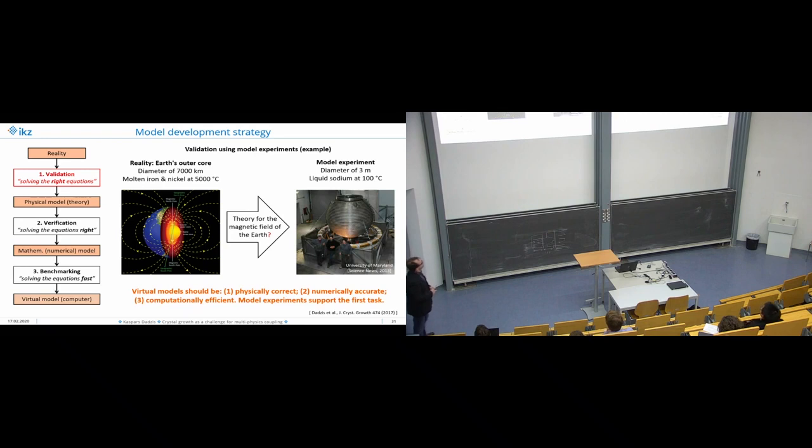So what people have done here, they have built this kind of model experiment, a sphere which is filled with liquid metal, and they are trying to do measurements on this sphere. They are trying to scale the physics back and forth and try to get a theory which can be validated on this case. And then they can transfer the physics here and look if this model is working correctly. So this is the concept of model experiments. And in this way, you can get a model which is physically correct, numerically accurate, and also computationally efficient, when you complete all these steps.